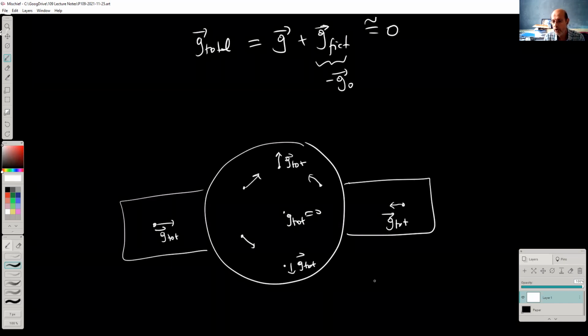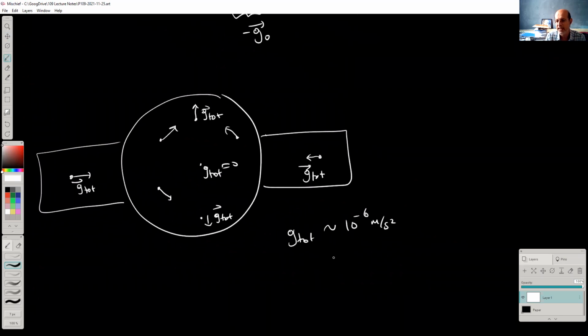It's very small, actually. G_tot has a magnitude of about 10 to the minus 6 meters per second squared. You can compute this easily. 10 to the minus 6 meters is like 1 micrometer. And because of that, this is called microgravity.